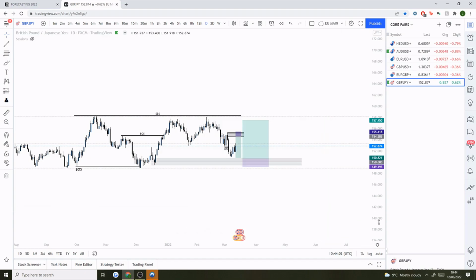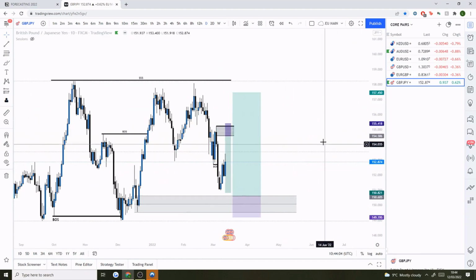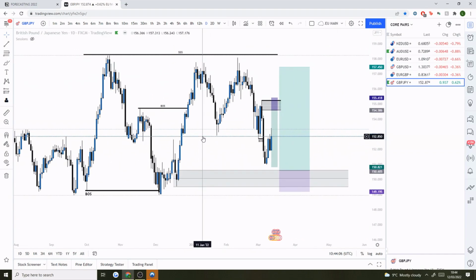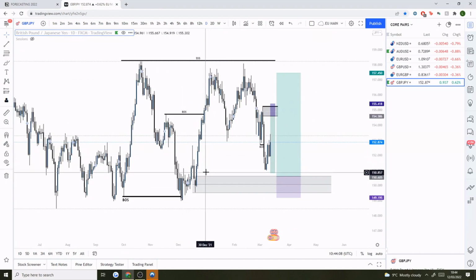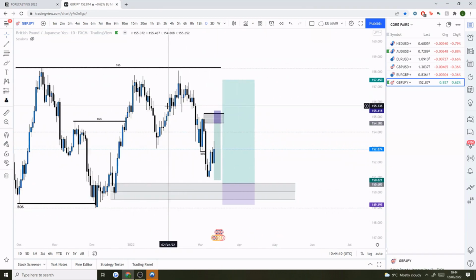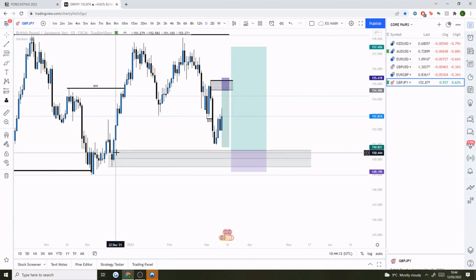And finally, pound yen. It's literally not changed from last week in terms of these higher time frames. So on the daily, we have had that bullish break of structure there. This order block, it still hasn't been tapped into. So for me, we've still got reason to come lower overall.